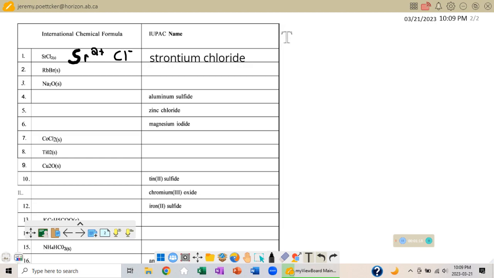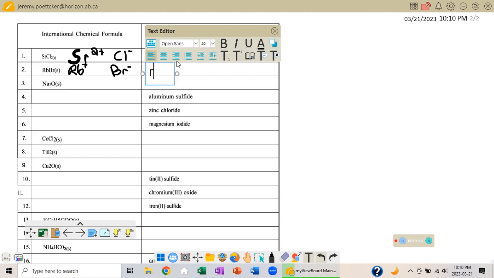Looking at the next one down, we have Rb and Br, so it's rubidium and bromine. As soon as we look up rubidium on our periodic table, we see that it forms only one ion. That is the Rb+ ion. Bromine is going to form the Br- or the bromide ion. And our name here is going to be rubidium bromide.